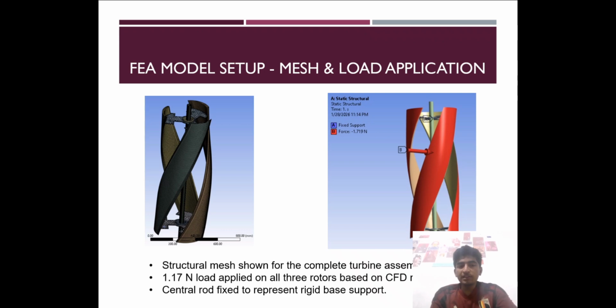This slide shows the FEM model setup including the mesh and load application. The turbine was divided into small elements of about 100 millimeter. Let me check. Okay, so the meshing size was 100 millimeter, and it was chosen so that the results we get will be more accurate. The force was applied on all three blades while the center rod was kept fixed. This setup helps us understand how the wind load is distributed throughout the whole structure.